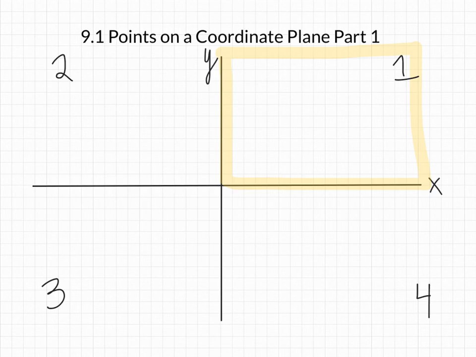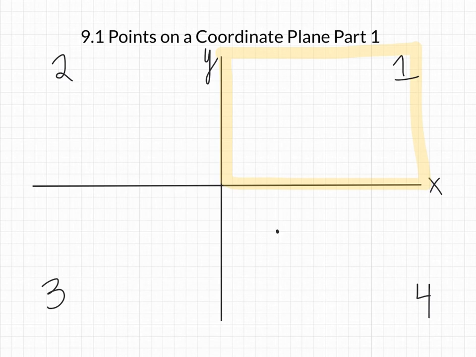So if I give you a random point on the graph like this, and I say, what quadrant is that point in? You should be able to say, oh, that point is in quadrant number 4. So we want to memorize the numbers for the different quadrants. We also want to memorize which one is the x-axis and which one is the y-axis.